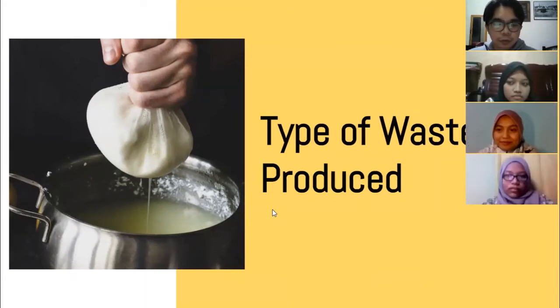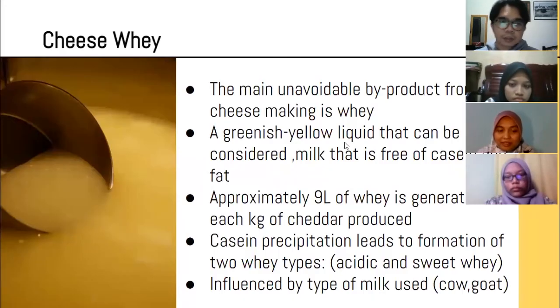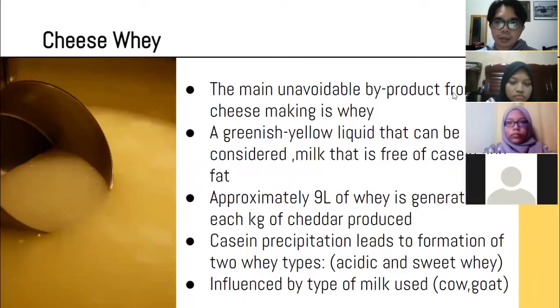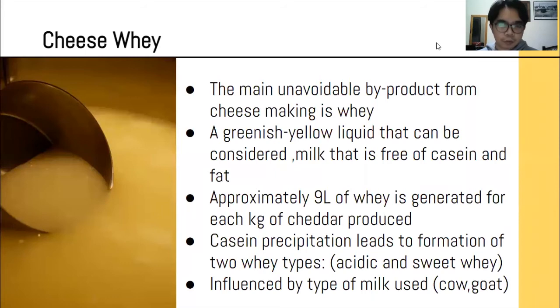So for my part, I will explain about the type of waste produced during the manufacturing of cheese. So the first waste for the manufacturing of cheese is cheese whey. This is the main unavoidable byproduct from cheese making. The characteristic of cheese whey is a greenish yellow liquid that can be considered a milk that is free from casein and fat.